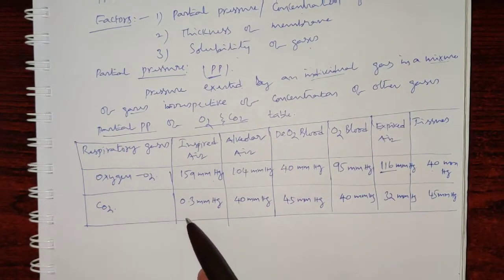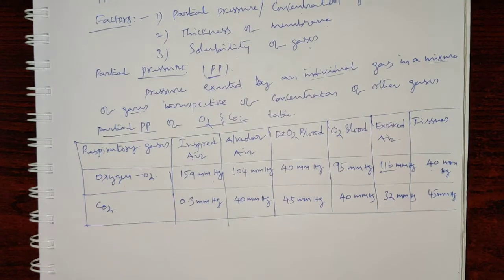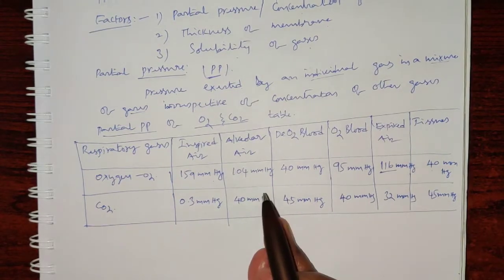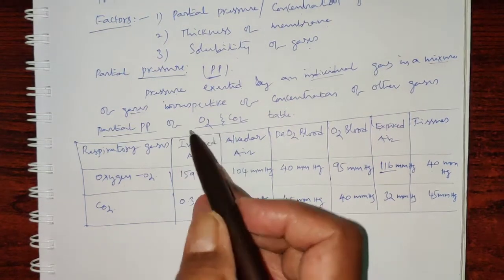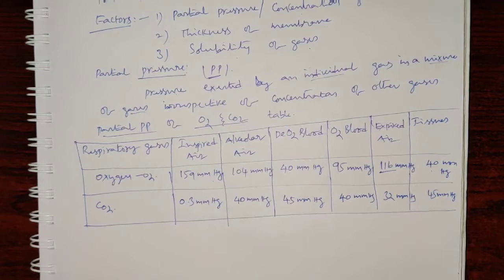Similarly, the carbon dioxide reversible reaction: in atmospheric air it is 0.3 millimeters of mercury, but in the case of tissues it is 45 mm of mercury. Therefore, from the tissues, carbon dioxide enters the blood capillaries, from there to the alveoli, and from there it is expelled out. So this is a tabular column, and a graphical representation of this tabular column.